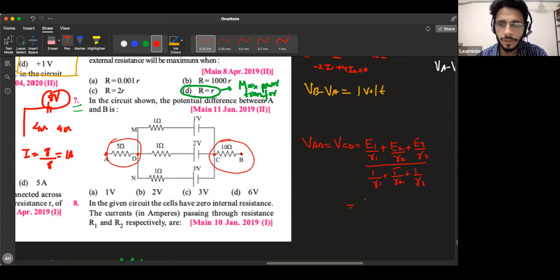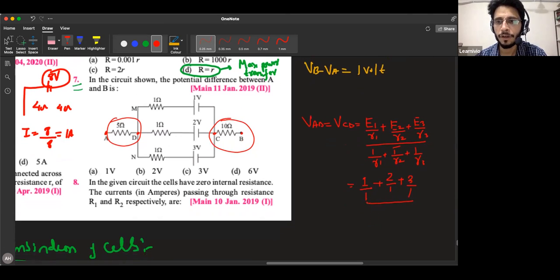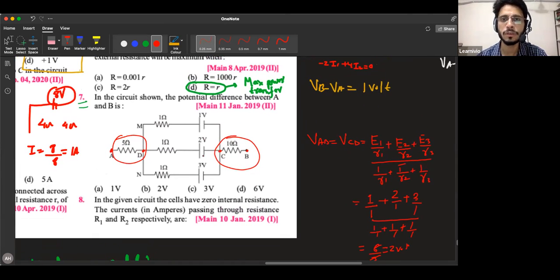So how much is E1? E1 is 1, R1 is 1, E2 is 2, R2 is 1, E3 is 3, R3 is 1, divided by 1 plus 1 by 1 plus 1 by 1. So 3, 4, 5, 6 by 3, it's 2. That's it. This is 2 volt. Is it clear? Yes, sir.